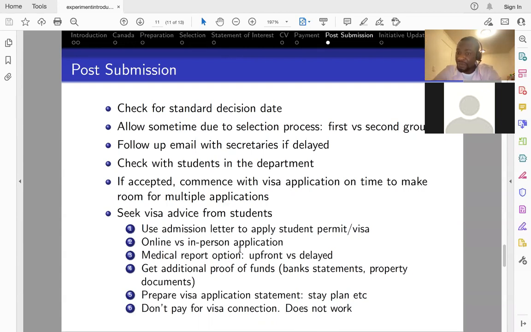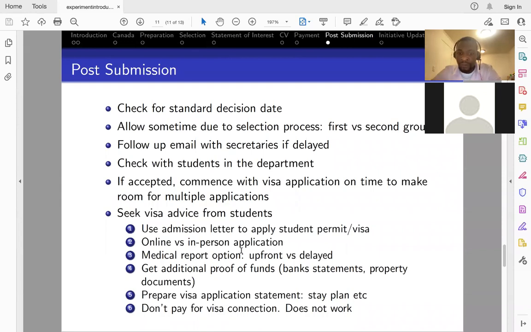You can follow up with the secretaries. I think they are more receptive. Please do that. You can also check with the students in the department and say, I applied to your school, but I'm not hearing anything from them. The person can just go to the graduate chair and ask when they expect to make the decisions. And he can come back and tell you they are still looking at it, or maybe they are done, or maybe this is what's going on.